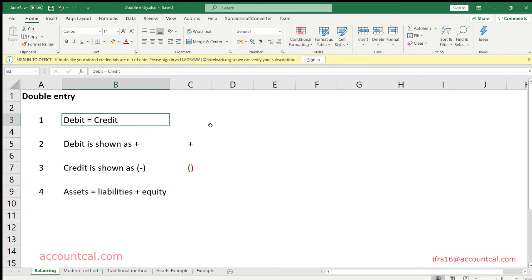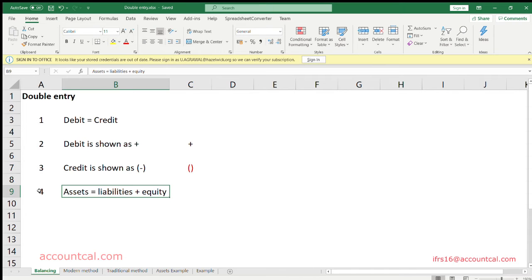In our examples and in most of the global accounting methods, debit is shown as plus signage, and credit is shown as minus signage. To make it simple, credits we have shown in red and in brackets. I'll show you this when we proceed further.